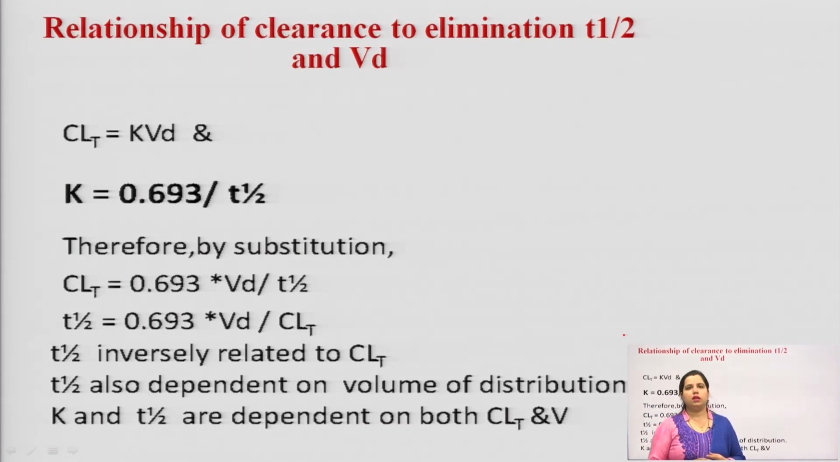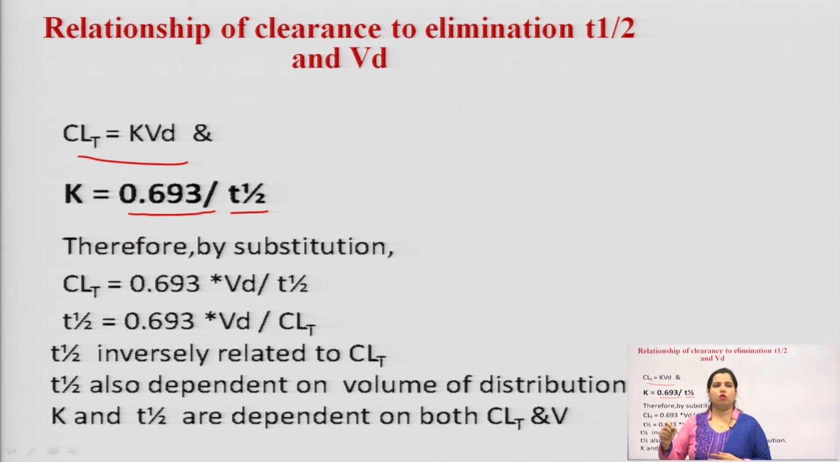Relationship of clearance to elimination, T half and volume of distribution. So, CLT is basically K into Vd. K can also be represented as 0.693 divided by T half, right. Either you can present it as CLT equals K Vd, this is the basic equation. Therefore, by substitution, CLT is equal to 0.693 Vd divided by T half. By simplification, T half is equal to 0.693 Vd by CLT, and it is inversely related to CLT.